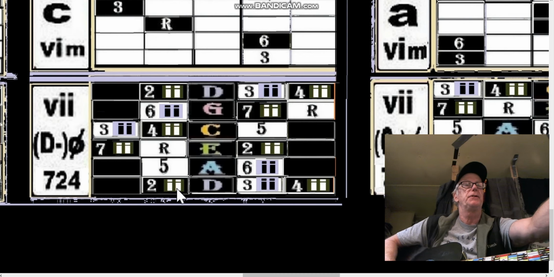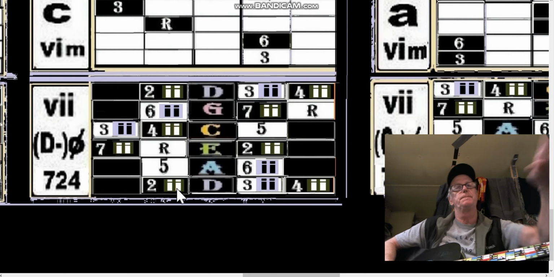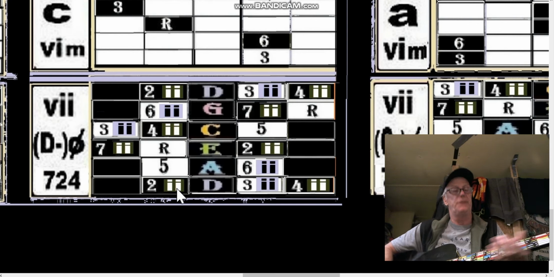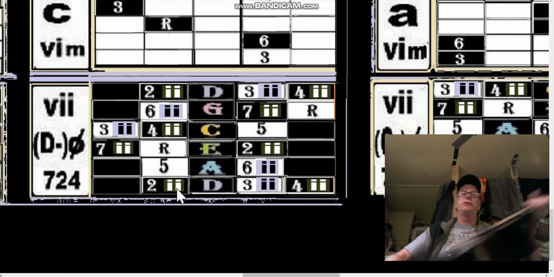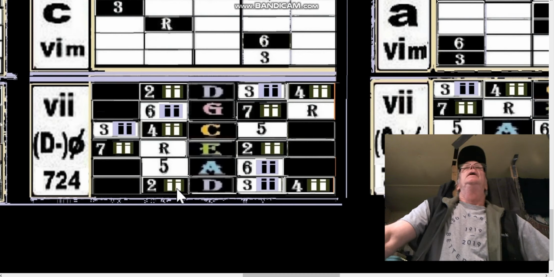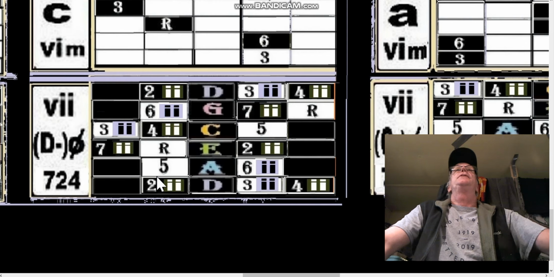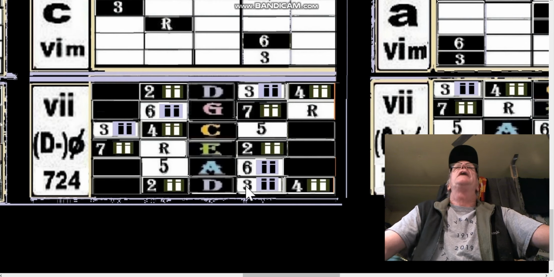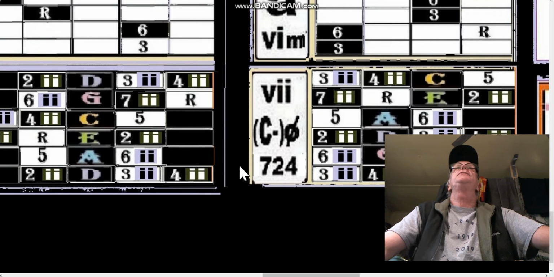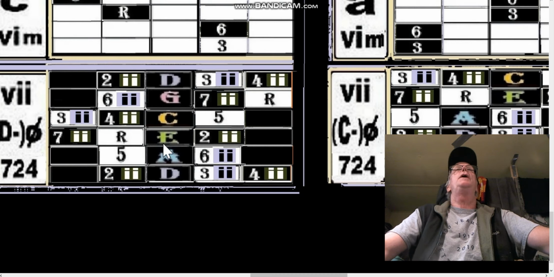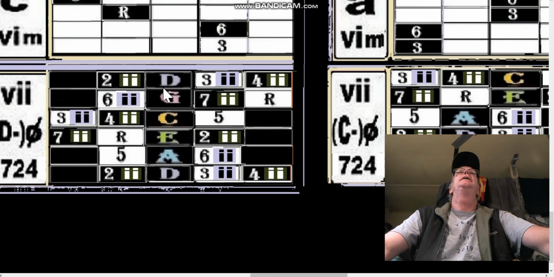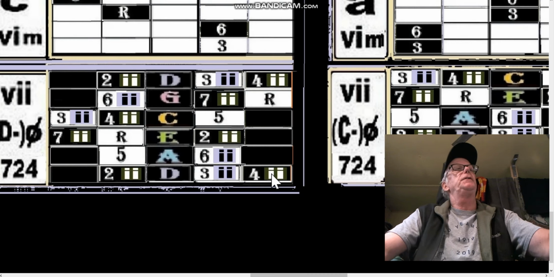That's its 7th. So the 6th of the root is the 7th of the 7th, the dominant 7th of the 7th. All right, so that's why we chose D minor. And so this is the way it stacks up. No matter what configuration we're in, let's look at the D. So we've got 2, 3, and 4. We're playing in the D.